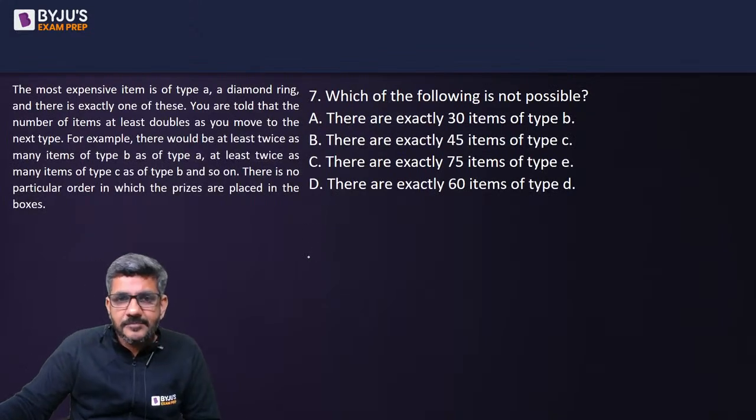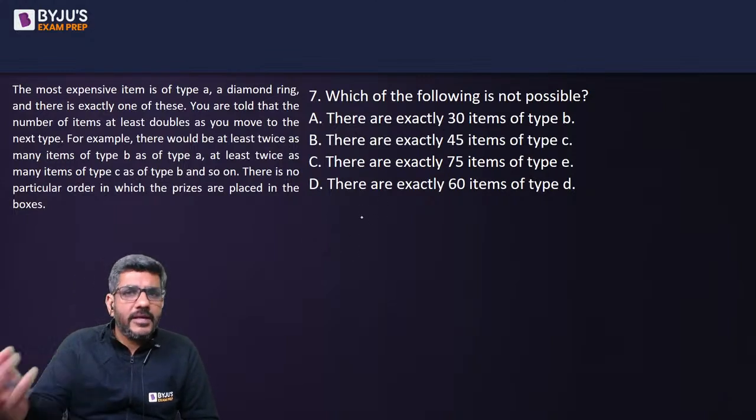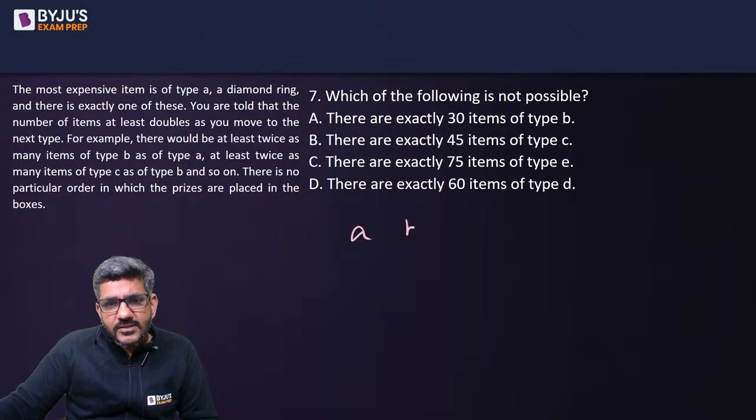Next question number 7. Which of the following is not possible? Let's try to make them possible. अगर मैं possible नहीं कर पा रहा हूँ तो मैं आंसर दे दूंगा. There are exactly 30 times articles of type B. कर सकते हैं क्या? चलिए ट्राई करते हैं.